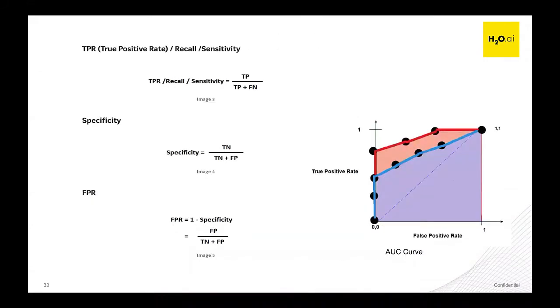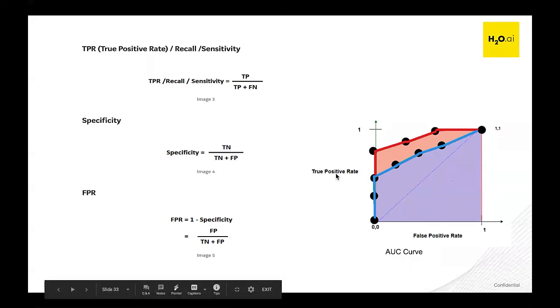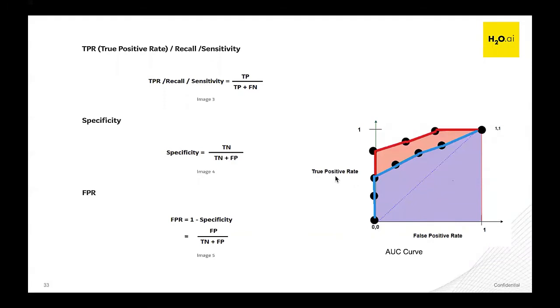So like I mentioned, you have other metrics like true positive rates or recall or sensitivity, specificity, and false positive rates, which are normally used for imbalanced problems. And we use AUC and ROC. So ROC curve is a curve which comes into play when you plot the true positive rates to the false positive rates. And these black dots represent the threshold values.